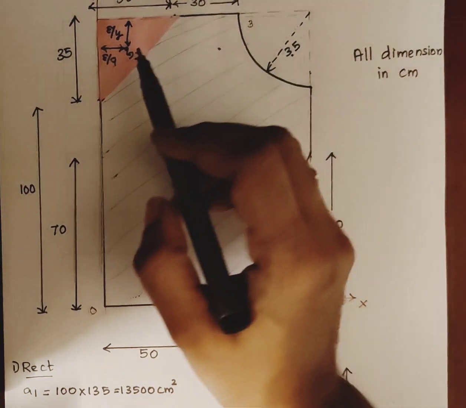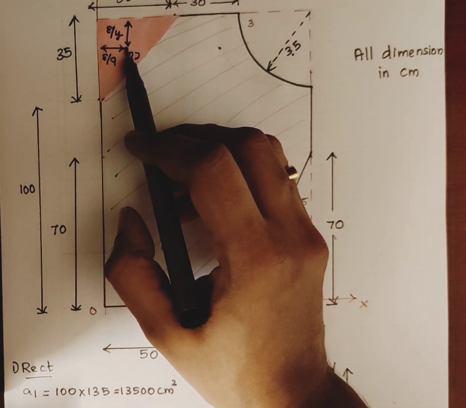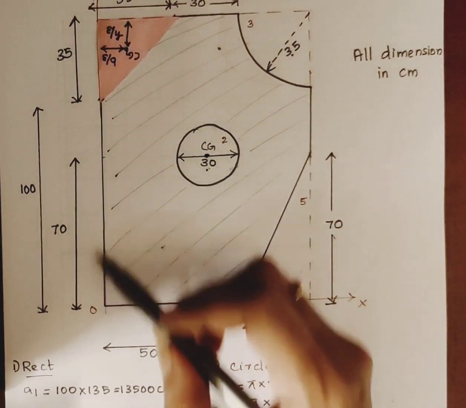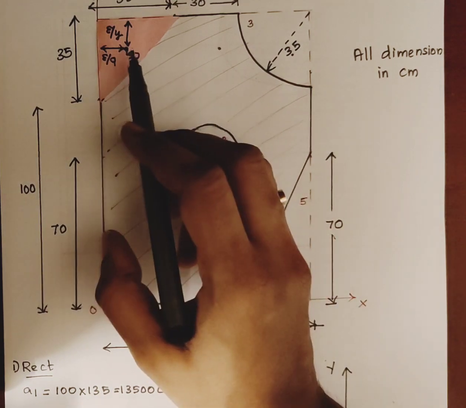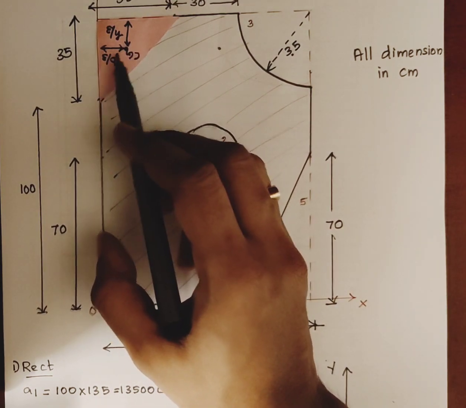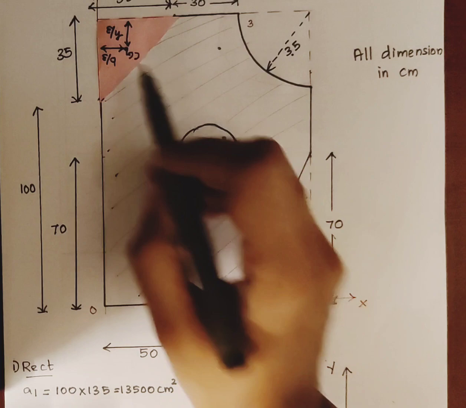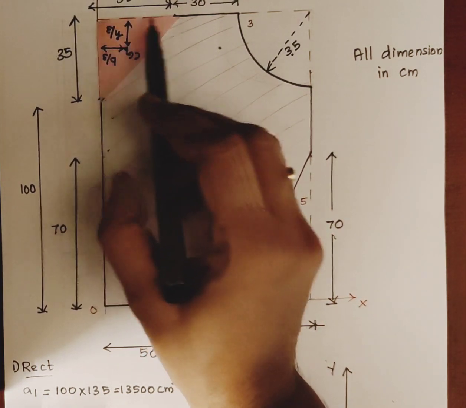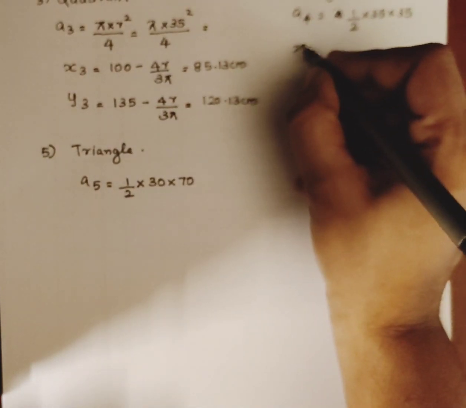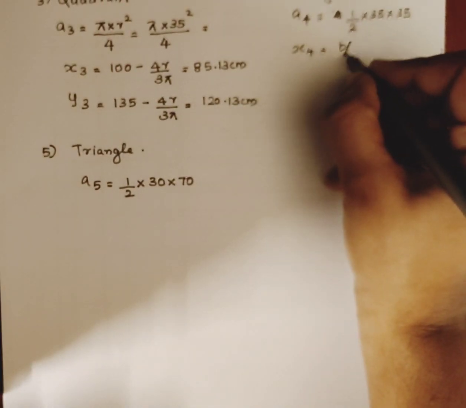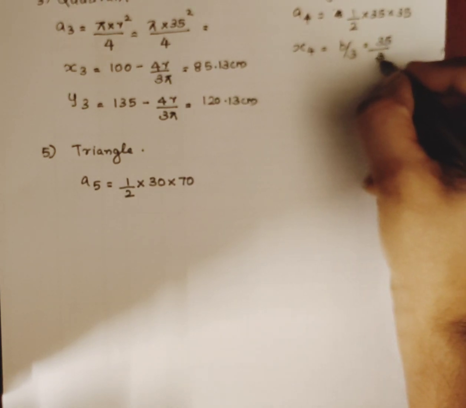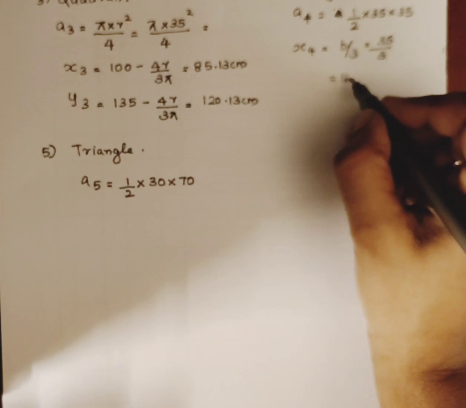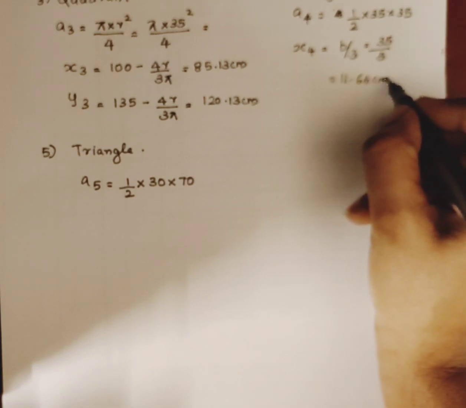So you have to get the distance from the centroid to the OY axis, that is the x4 value. So x4 is equal to this length, that is b by 3. So here b is equal to 35. So x4 is equal to b by 3, that is 35 by 3, that is equal to 11.66 centimeter.